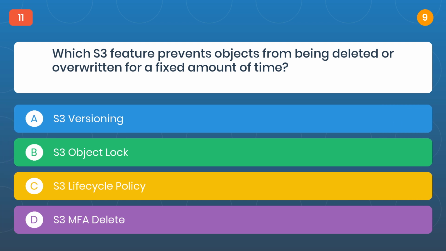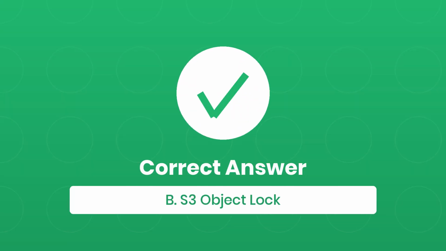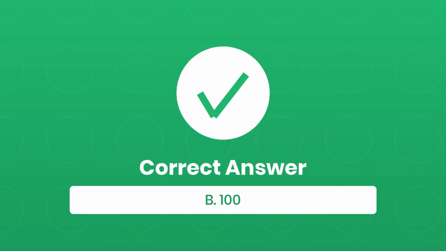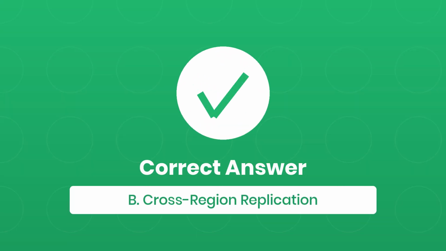Question 11. Which S3 feature prevents objects from being deleted or overwritten for a fixed amount of time? The correct answer is B, S3 Object Lock. Question 12. What is the maximum number of S3 buckets you can create per AWS account by default? The correct answer is B, 100. Question 13. Which S3 replication feature copies objects across different AWS regions? The correct answer is B, cross-region replication.